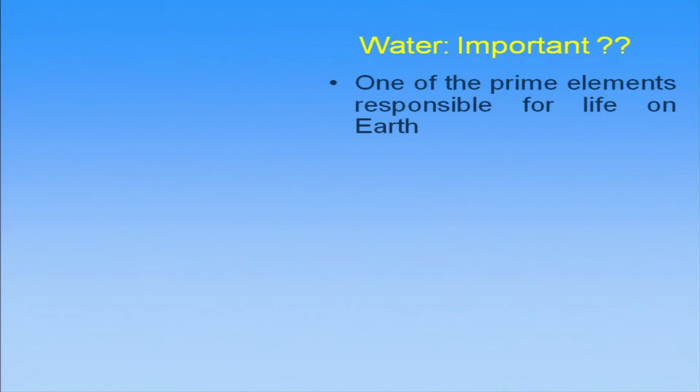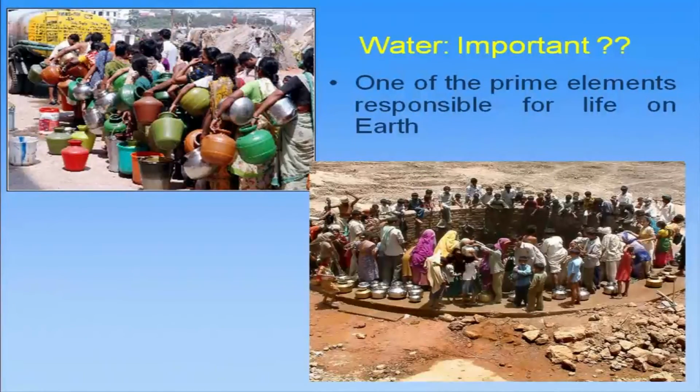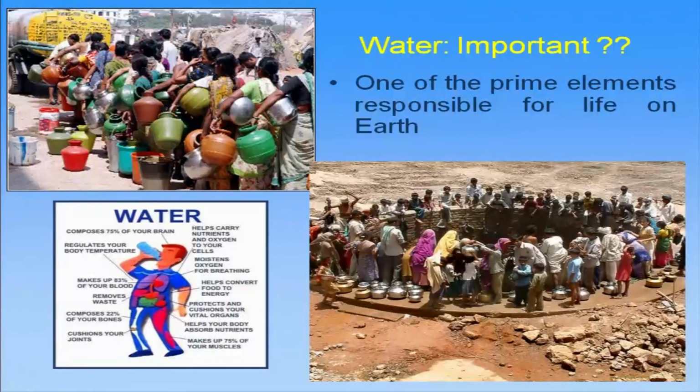Now, one of the prime elements responsible for life on earth is water, and this is what we keep experiencing every summer, and mostly in the villages where the water supply is very sparse. So these are the two pictures which show the conditions in villages, and now slowly this is also touching the cities. So water is helpful in all ways.